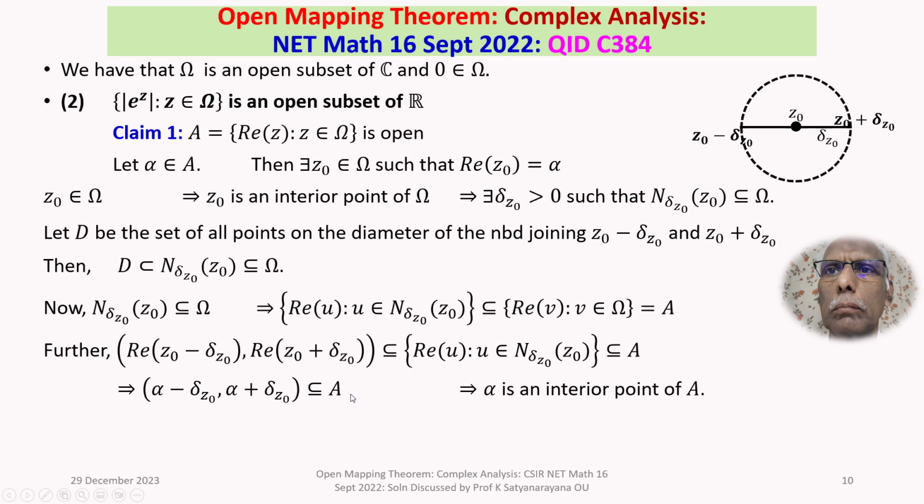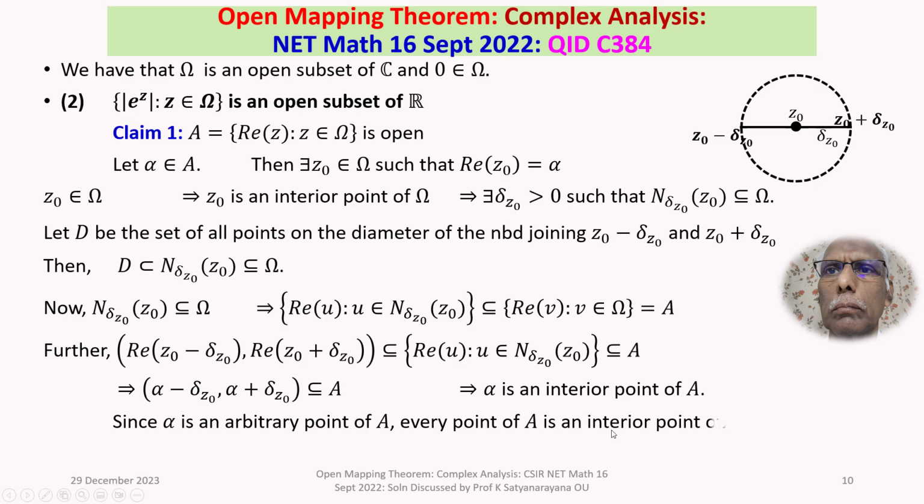So we have taken an alpha belonging to A, and we have found a neighborhood of alpha which is entirely contained in A. That is, alpha is an interior point of A. How is alpha chosen? Arbitrarily. Therefore, every element of A is also an interior point of A. So this shows that A is an open subset of R.